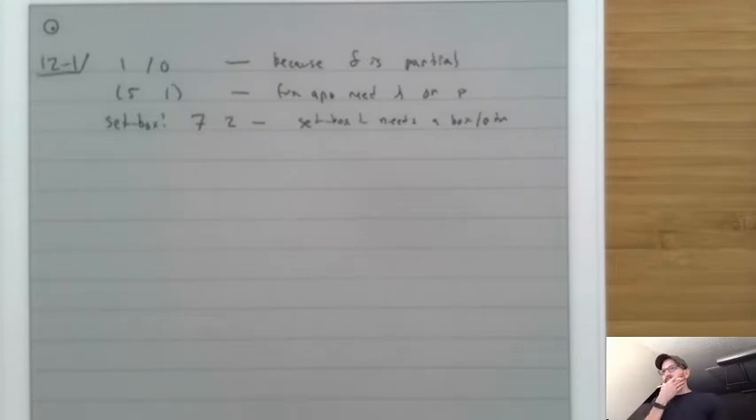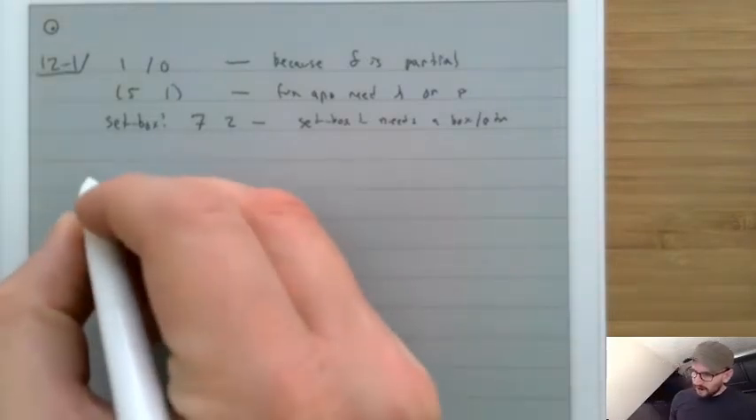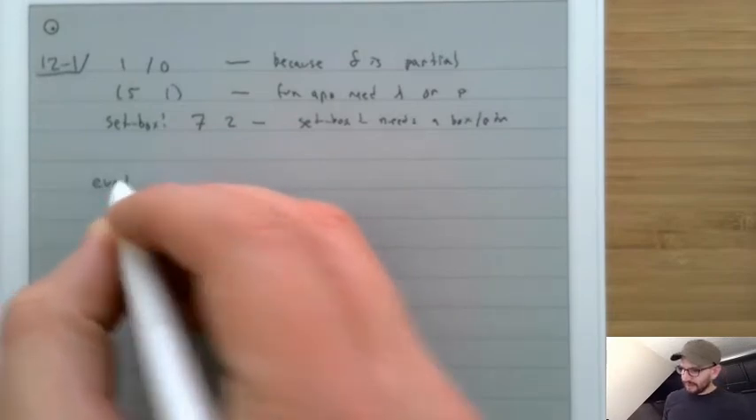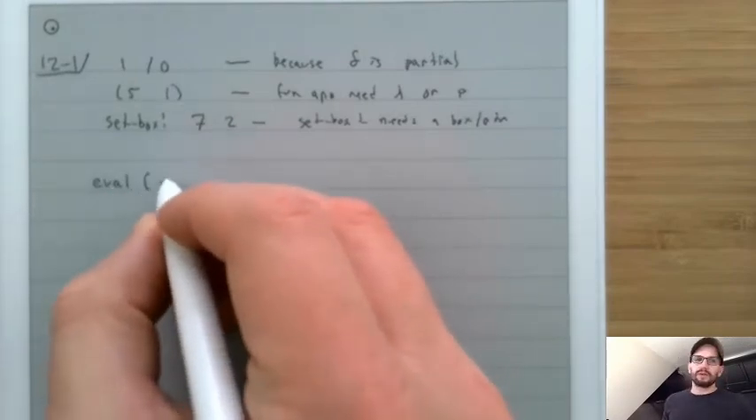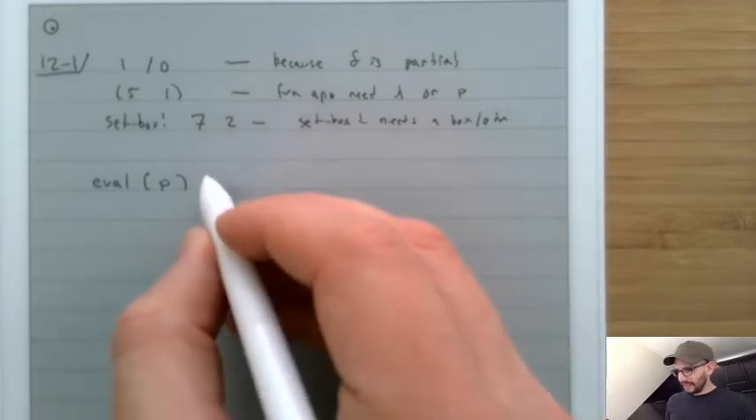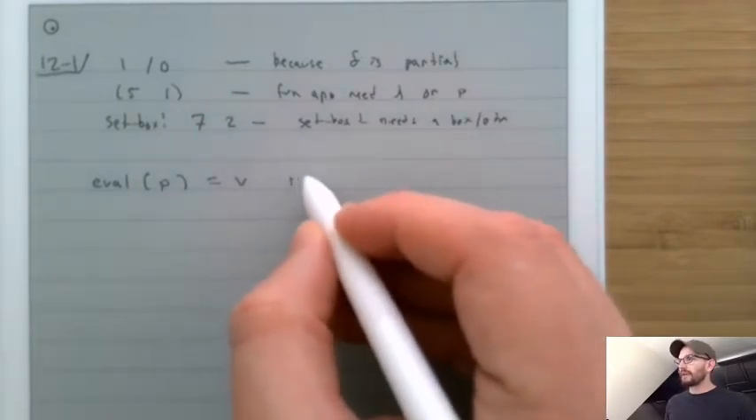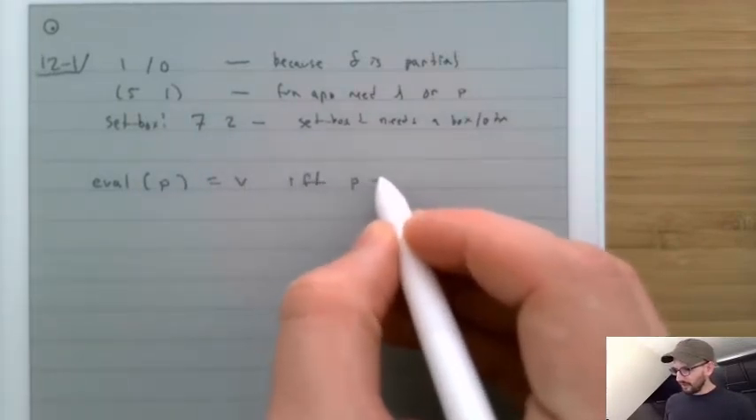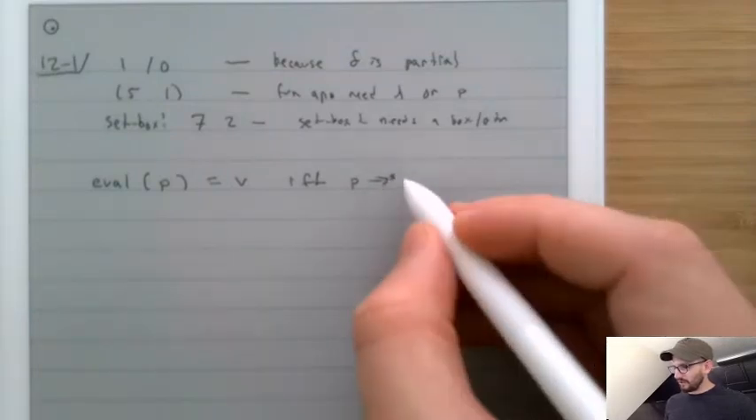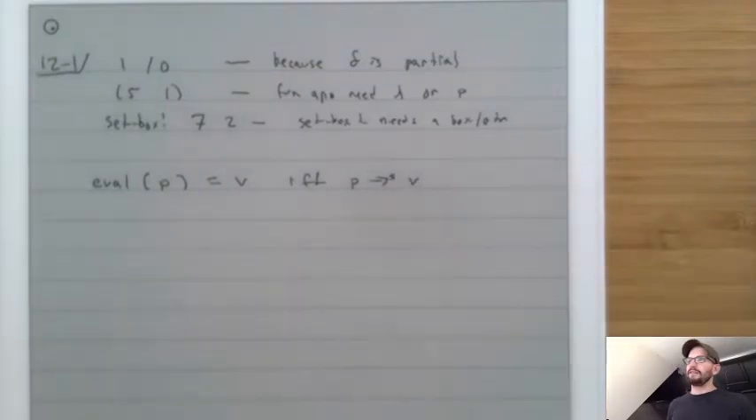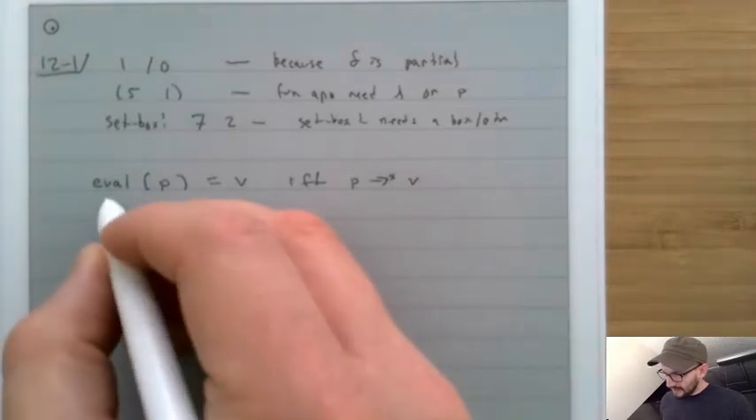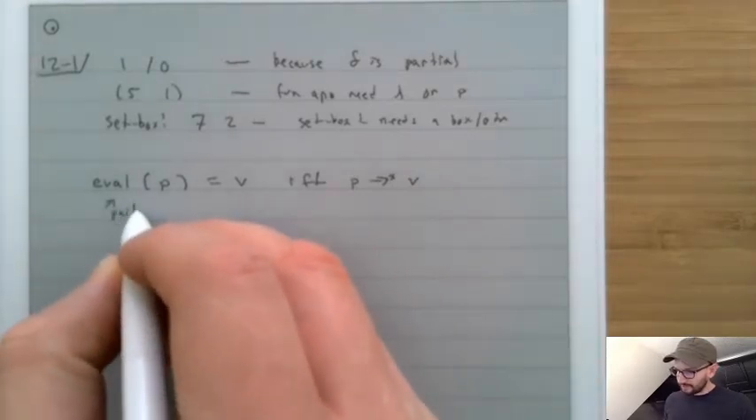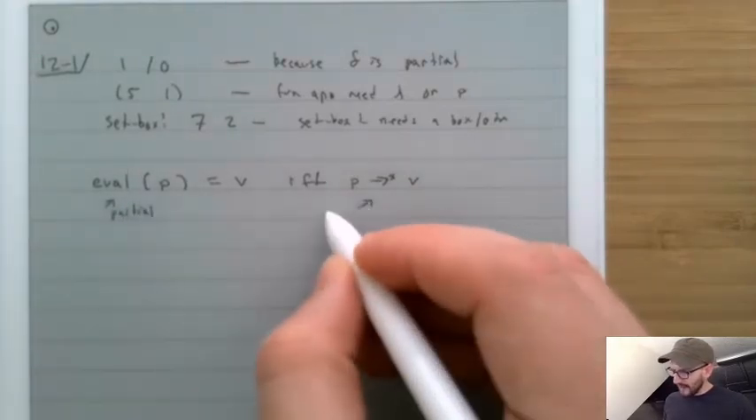Well, our big step interpreter is defined to be something like this: when we want to evaluate a program, we say that it's equal to a value if and only if that program, when we repeatedly call the small step interpreter, eventually gets that value. That means that this function eval is partial because this may never happen.